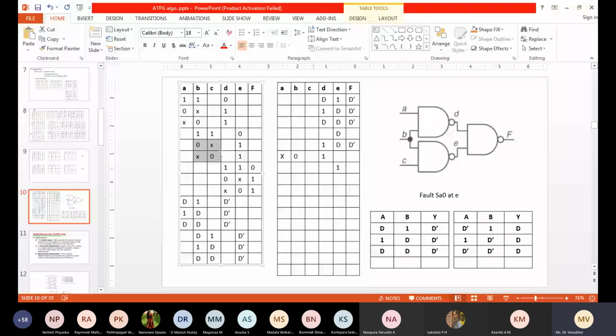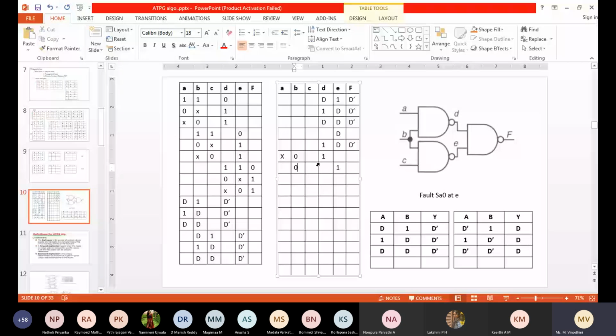Which one should I choose? 0x or x0? 0x. I need to choose 0x. If I have taken it this way, my answer will be x0x. If I have taken it the other way, my answer will be 0x0. Any answer is right. So first we need to activate the fault.